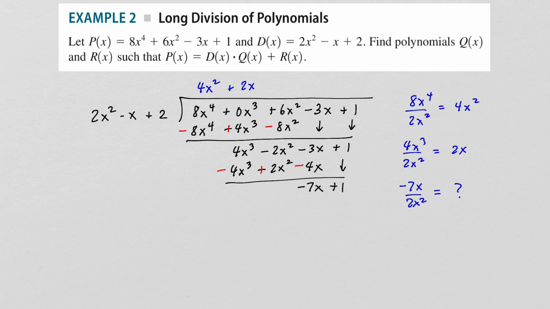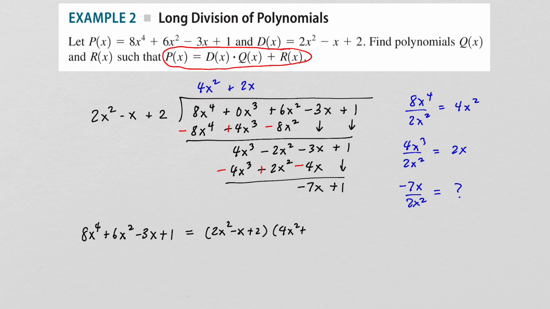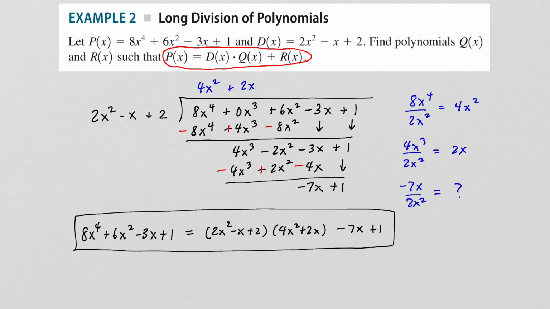And now we're just going to write our answer in the form that they request, which is this form right here. So we're going to say our original polynomial, which is 8x to the 4th plus 6x squared minus 3x plus 1, is equal to the divisor, 2x squared minus x plus 2, multiplied by the quotient, which is 4x squared plus 2x, plus the remainder, which is negative 7x minus 1. And I can write that as minus 7x plus 1. And this is the answer according to how they asked for it.